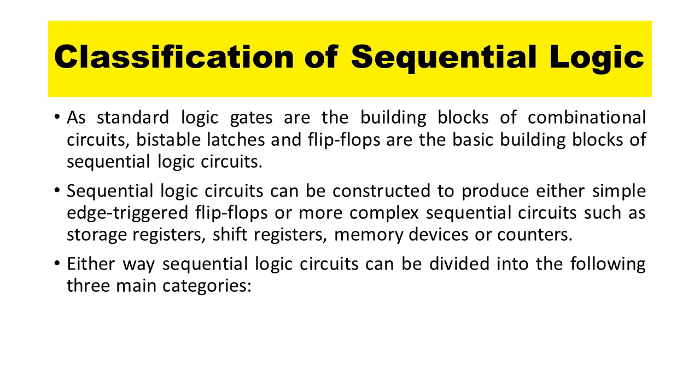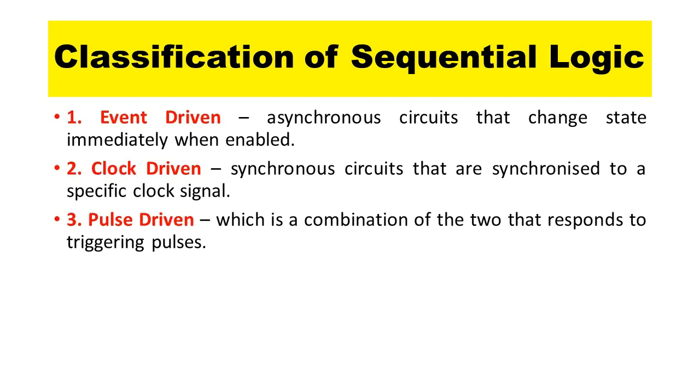Sequential logic circuits can be constructed to produce either simple edge-triggered flip-flops or more complex sequential circuits, such as storage registers, shift registers, memory devices, or counters. Either way, sequential logic circuits can be divided into the following three main categories. 1. Event-driven, asynchronous circuits that change state immediately when enabled. 2. Clock-driven, synchronous circuits that are synchronized to a specific clock signal. 3. Pulse-driven, which is a combination of the two that responds to triggering pulses.